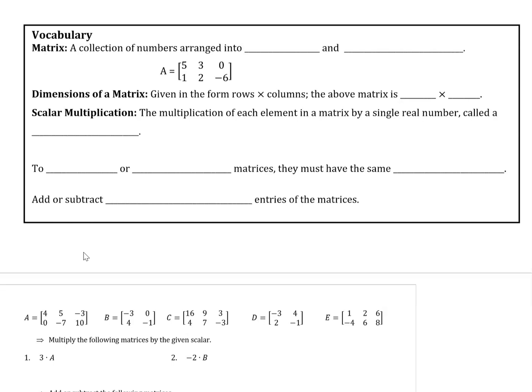So first off, matrices. A matrix is a collection of numbers that are arranged into rows and columns. Rows go across and columns go down. The dimensions of a matrix are given in the form rows times columns. So for example, there are 2 rows and there are 3 columns in our example. So our example is a 2 by 3 matrix.